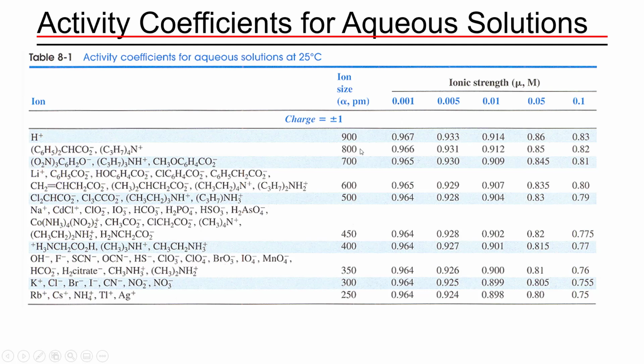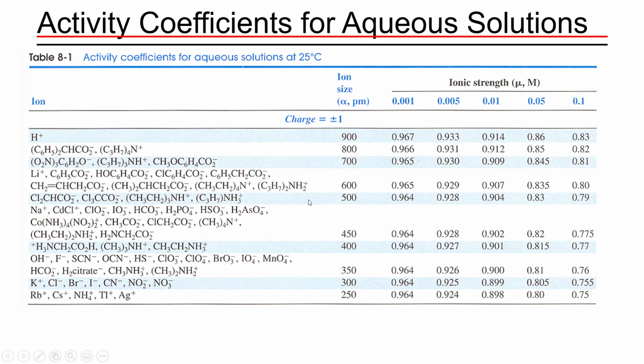So if ions have the same or similar alpha values, they get grouped together in a row. For instance, if you're interested in a +1 ion like potassium, potassium chloride, bromide, iodide, cyanide, nitrite, and nitrate all have the same alpha value. As a result, their activity coefficients are all the same number at a specific ionic strength. So if you're looking for the activity coefficients for any of these ions, they all have the same alpha value. Therefore, they all have the same gamma value at the same ionic strength.